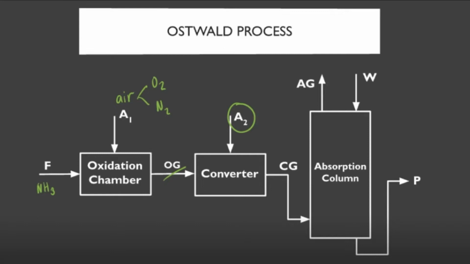And finally, in the absorption column, the goal is to absorb nitrogen dioxide to turn that into nitric acid. Our product here is nitric acid solution, that is nitric acid and water. Our absorbent here, W, is usually pure water. And the absorber gases contain whatever substances are not dissolved in the water. Let us take a look at the steps individually.